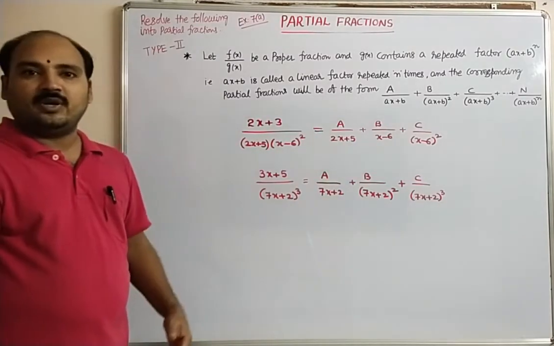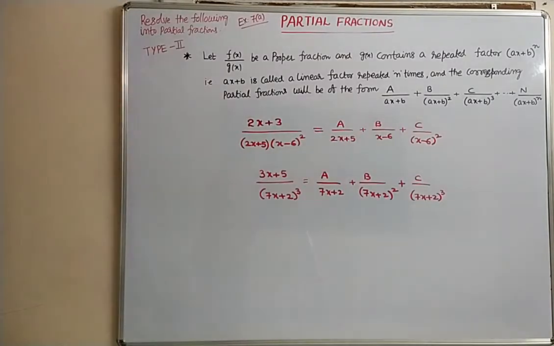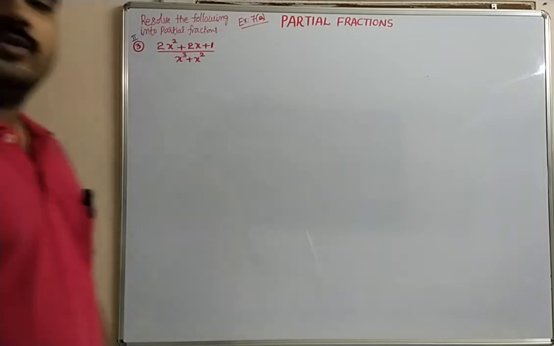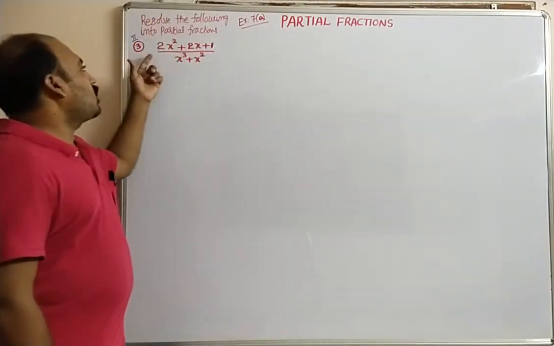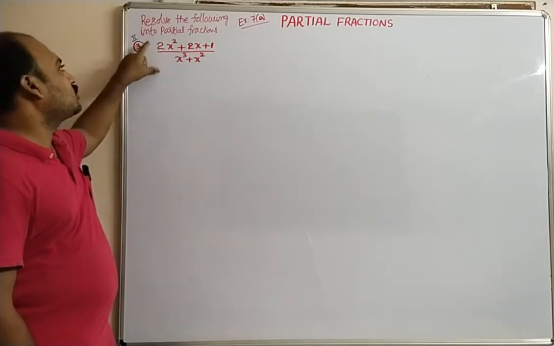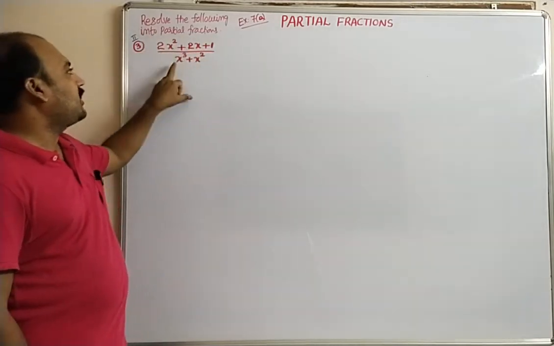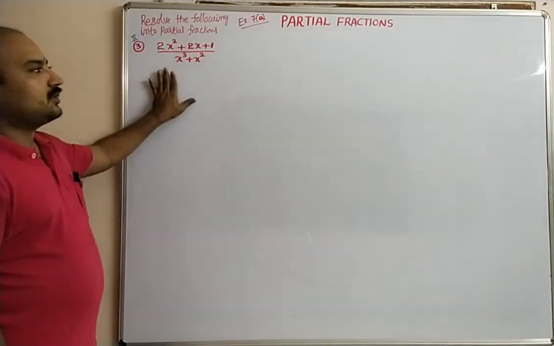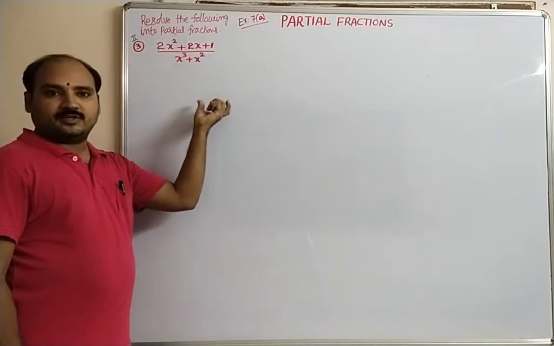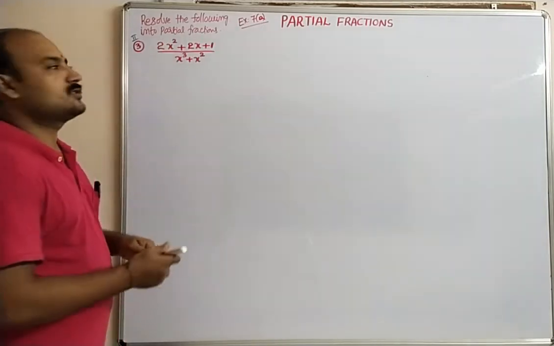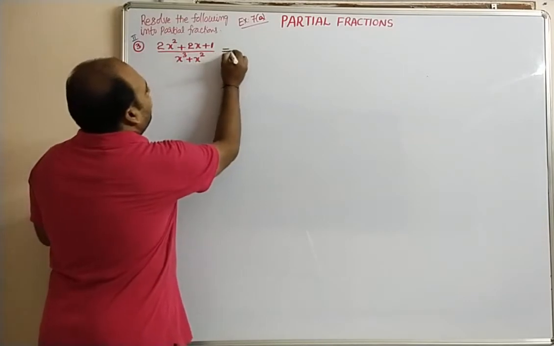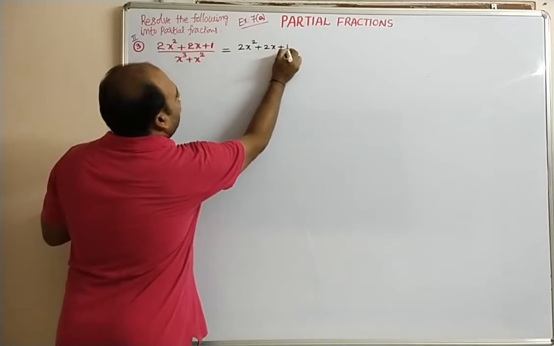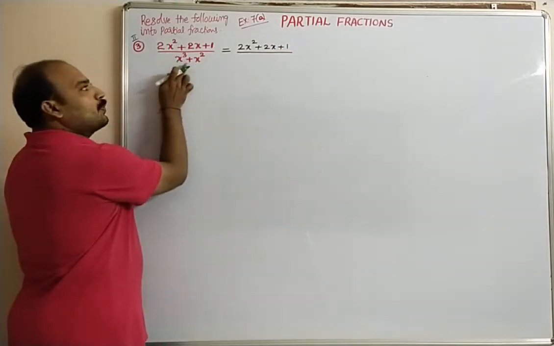I will take one example. Now the next question. Resolve into the partial fractions (2x square plus 2x plus 1) divided by (x cube plus x square). So here, first in the denominator we have to get some linear factors. See how to write it: (2x square plus 2x plus 1) whole divided by (x cube plus x square).